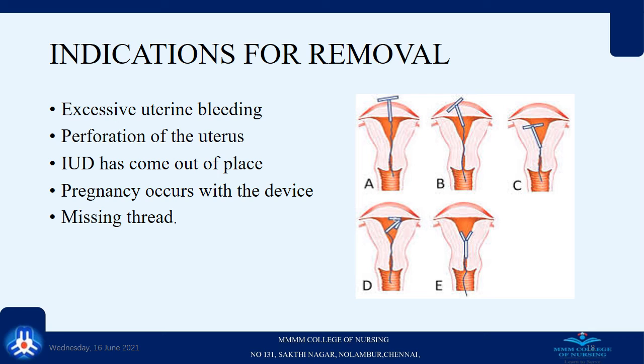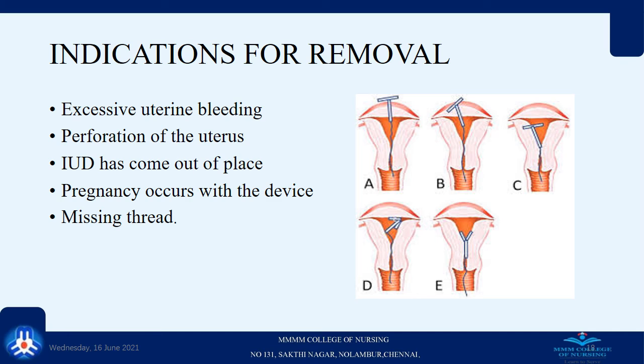Next we can see the indications for removal, when we should remove the intrauterine device. First, when there is excessive bleeding. If the mother with an intrauterine device complains of severe bleeding during periods or irregular periods, anything like that, we have to remove it. Then if there is any history of perforation of the uterus. In case of perforation, the mother may have severe pain. In those cases, we have to remove it.